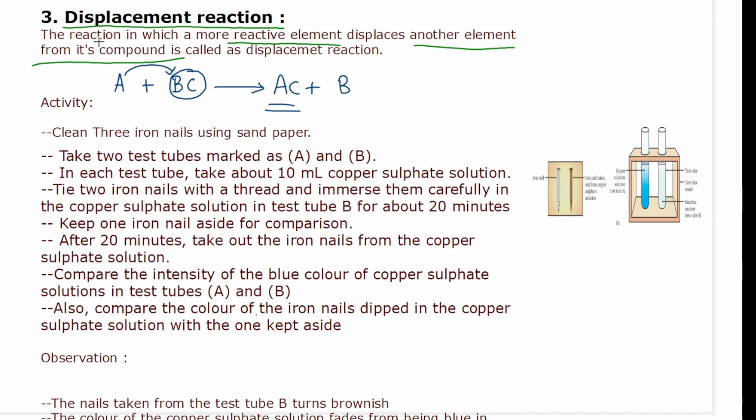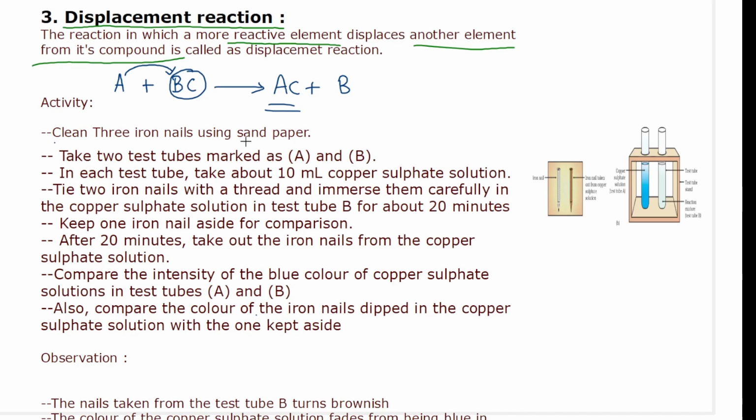The important thing which you have to note here is, for A to displace B, it should be more reactive than B. Then only the displacement reaction takes place. Yes. Now we will see a few more examples along with the activity. First, let us discuss the displacement reaction between copper sulphate solution and iron.